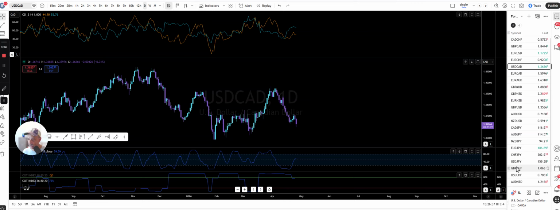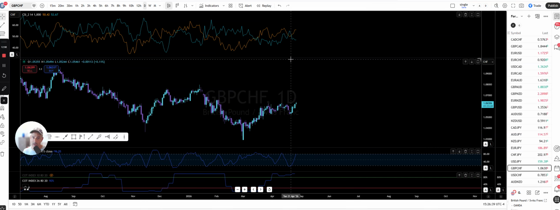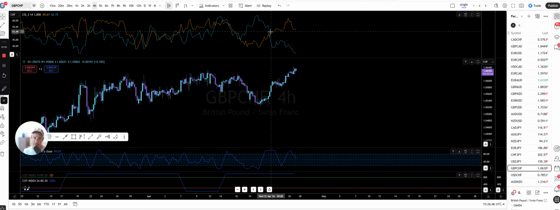And then we've got pound Swiss. Again, long on that one on this crossover. And again, let's go back to the 4 hour. Long on this one. Okay. And we do have the pound has since weakened a little bit, and we've got the Swiss still heading down though. So we'll keep an eye on this one.